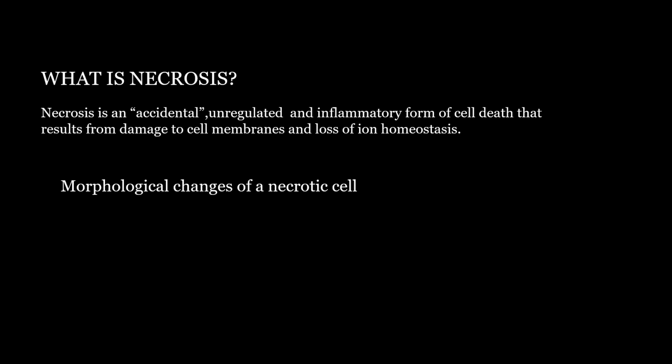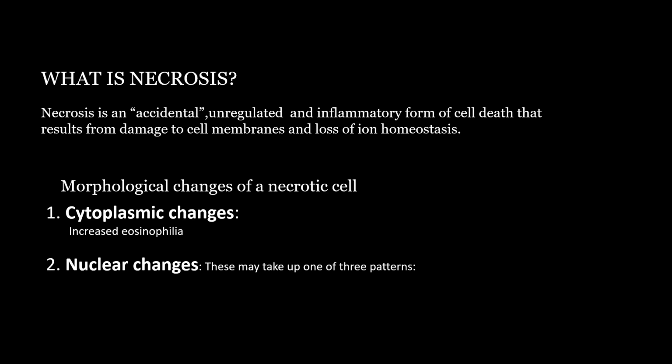So what are the changes that we see in a cell undergoing necrosis? We have two main types of changes. The first is the cytoplasmic changes, which include an increase in eosinophilia, meaning the cytoplasm is going to be more eosinophilic, more pink. That is one of the cytoplasmic changes that takes place in a cell undergoing necrosis. The other type is called the nuclear change. So there are two main types of morphological changes in a cell undergoing necrosis: the cytoplasmic change and the nuclear change.